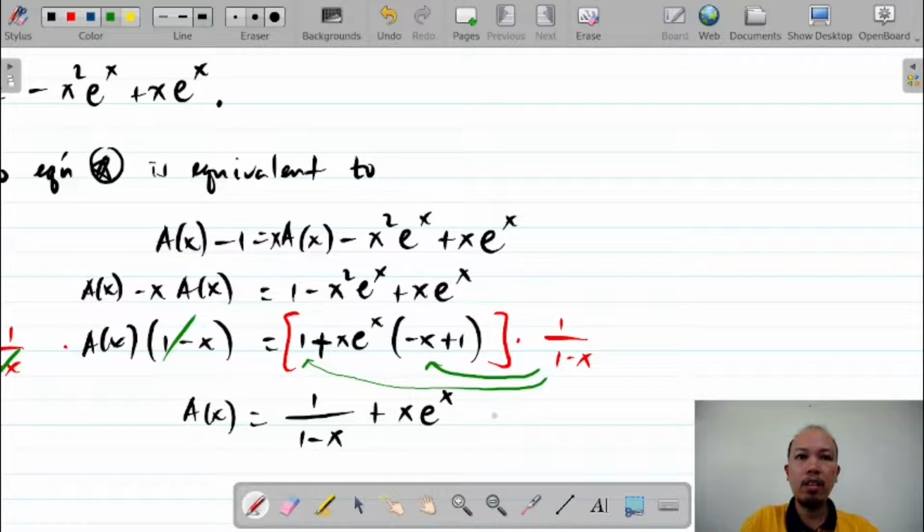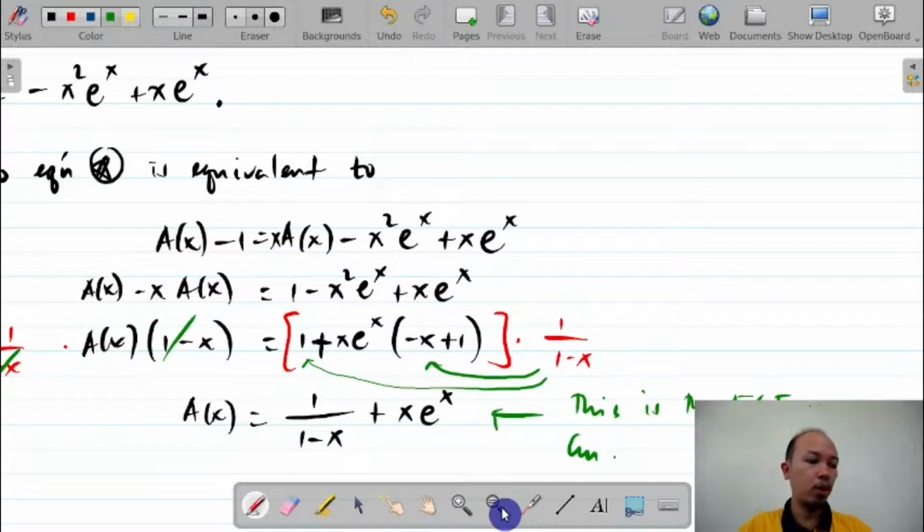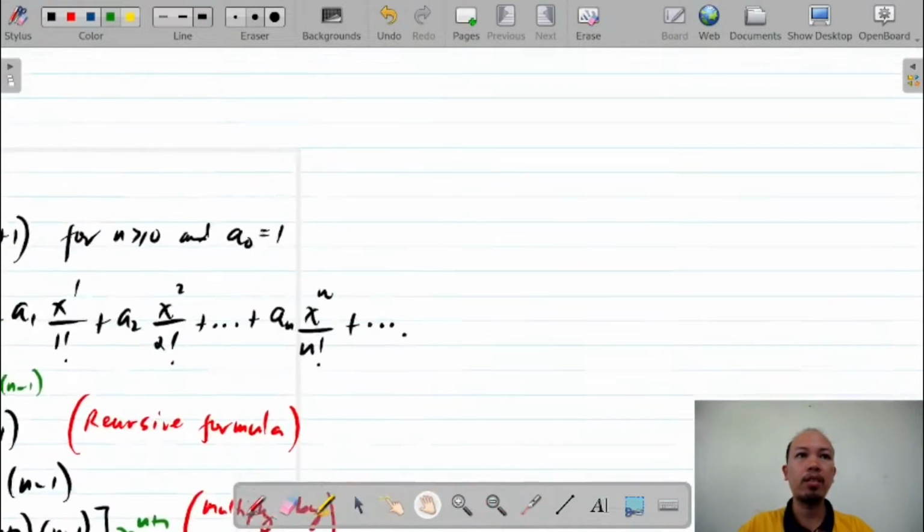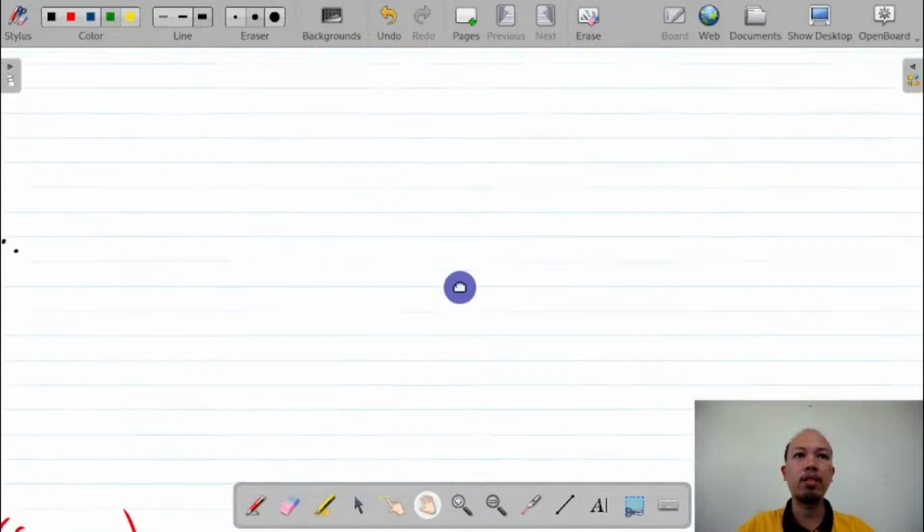This one here is what we call the exponential generating function for a n. Okay, so to find the closed form, let's move to the top somewhere here. Let's continue on this side.